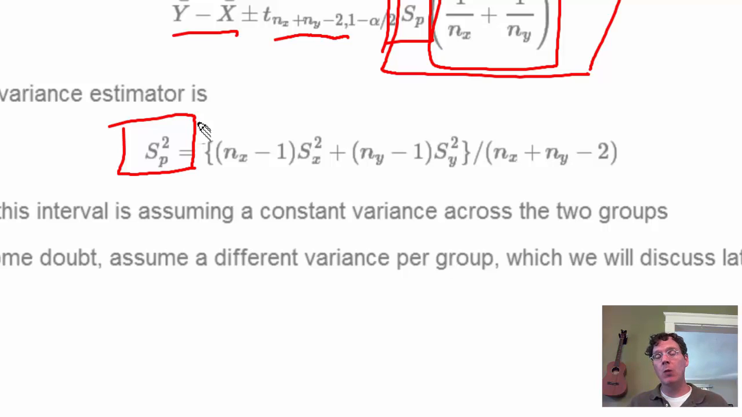If in fact you have equal numbers of observations in both groups, nx is equal to ny, then the pooled variance is the simple average of the variance from the x group and the variance from the y group.